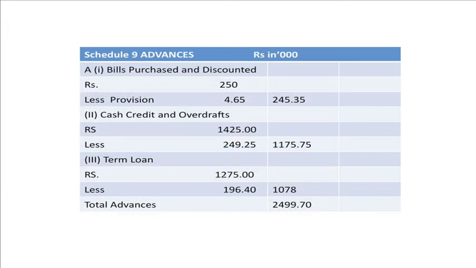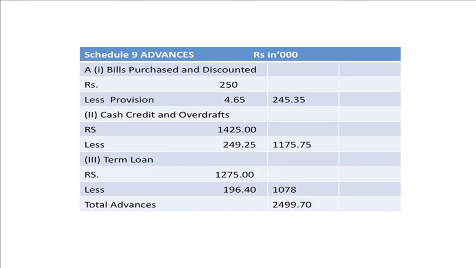Now coming to the most important schedule, that is advances. We have three sort of advances: bills purchased and discounted, cash credit and overdraft, and term loans. So, bills purchased and discounted which were given in our question were 250. We will reduce the provisions which are being given in our additional information against each line of advance. So, for bills purchased and discounted, we will deduct the provision of 4.65. Final value for bills purchased and discounted will come as 245.35.